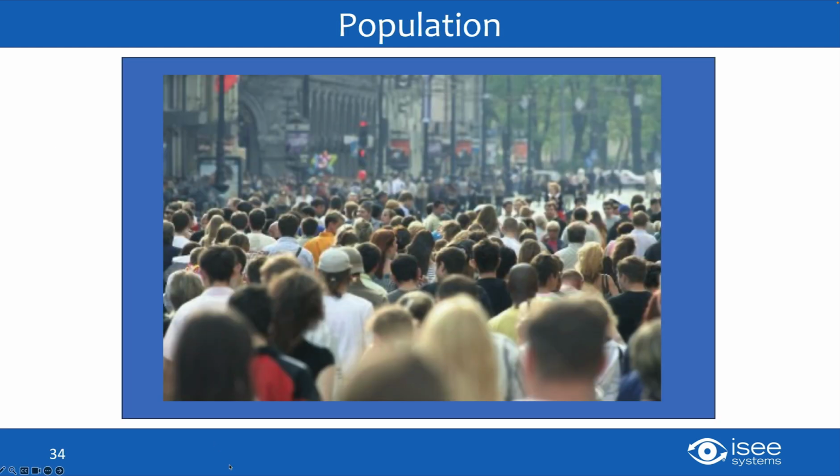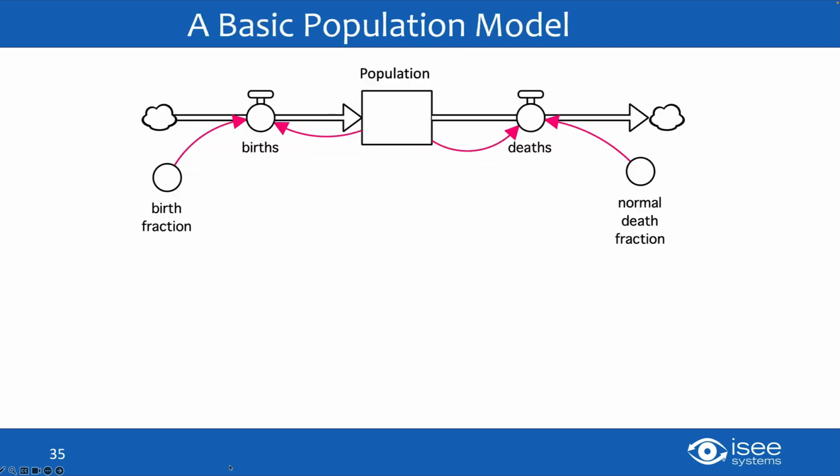A natural topic in mathematics classes is the study of population. Let's see what students could learn by analyzing a basic population model, as is shown in this diagram. An inflow called births is calculated as a fractional percent of the current population. An outflow called deaths is calculated as a fractional percent of the current population.